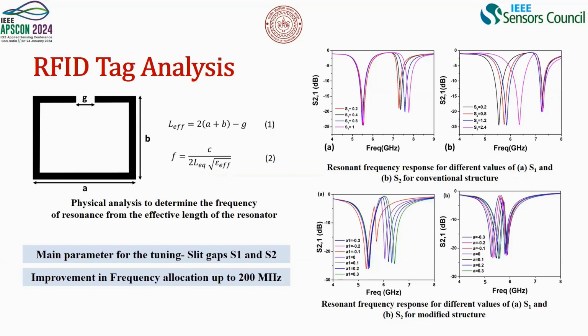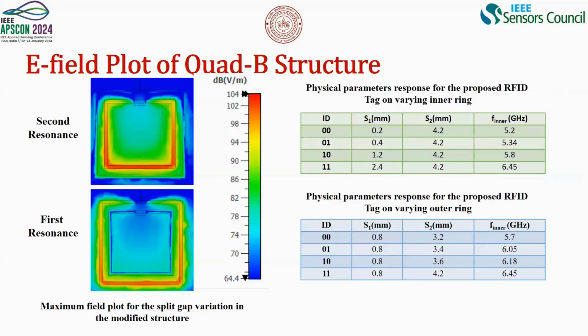So for our design, the effective length L and the frequency have been taken into account for designing our structure. The first response gives the split variation responses for the first resonance and the second resonance for the conventional structure. And the next one is for our modified structure, where we have an improved band allocation of 200 megahertz for each bit. And this is the E-field plot for the quad B structure.